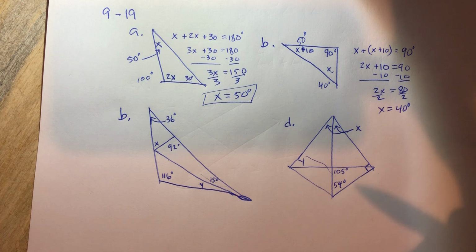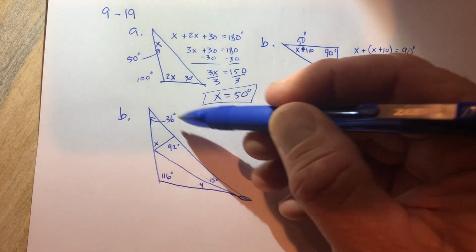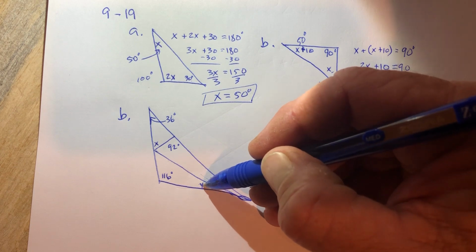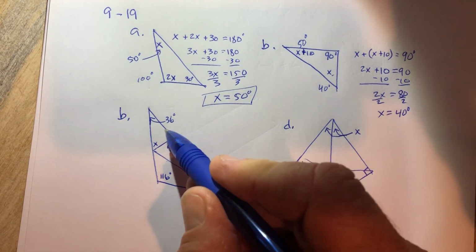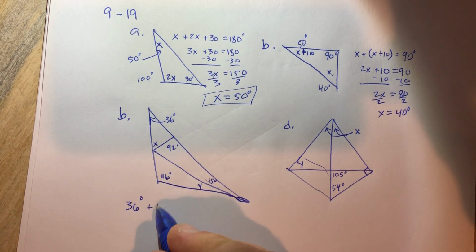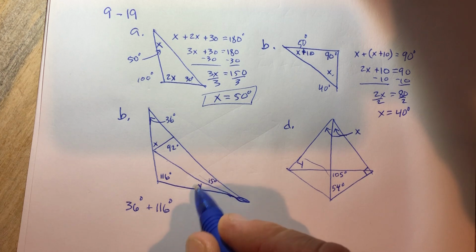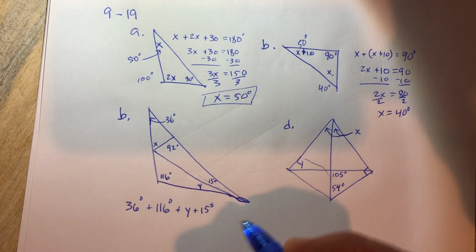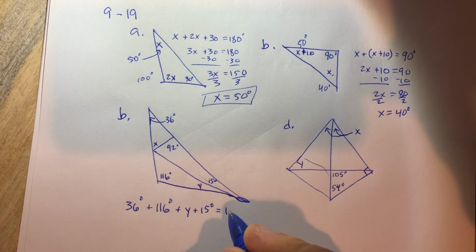First thing I'm going to do is take this big outside triangle and figure out y. So I know that 36 degrees plus 116 degrees, and those two have to go together to make this big third angle here, plus y plus 15, all of that adds up to 180 degrees.